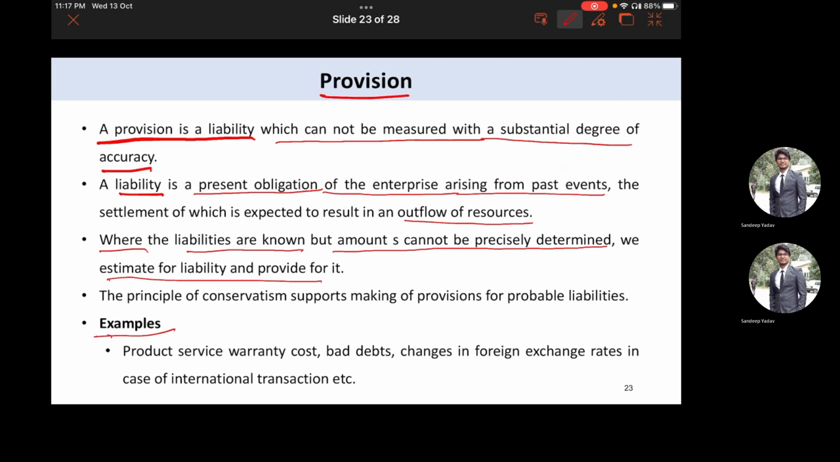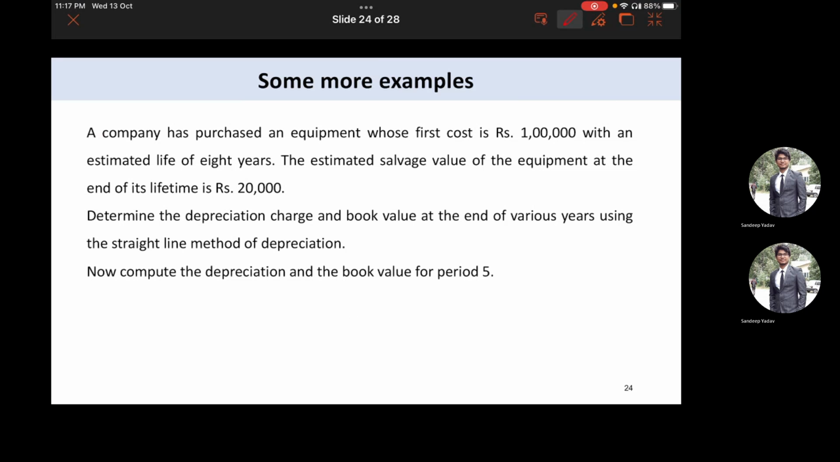Examples of provisions are product service warranty cost, bad debts, and change in foreign exchange rates in case of international trading. For instance, you bought a product and you have to sell it to someone else, then there is the warranty cost, or you have taken some debt that you have to pay. Let's take some more examples in this.